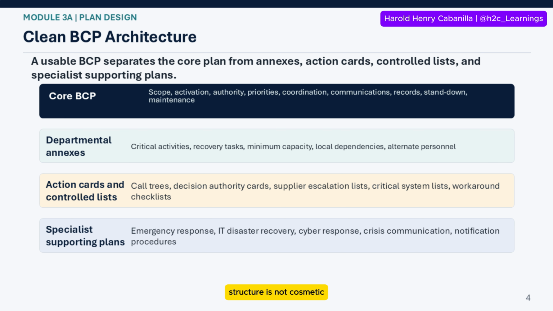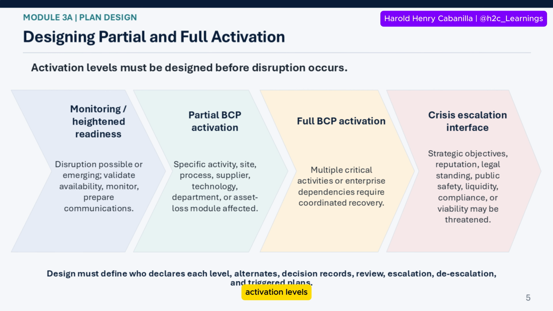In short, structure is not cosmetic. Structure determines whether the plan can be governed, understood, updated, and applied. Activation levels must be designed before disruption occurs. The BCP should not wait for a crisis to decide what activation means, who declares it, what authority applies, what records are required, and which supporting plans are triggered.